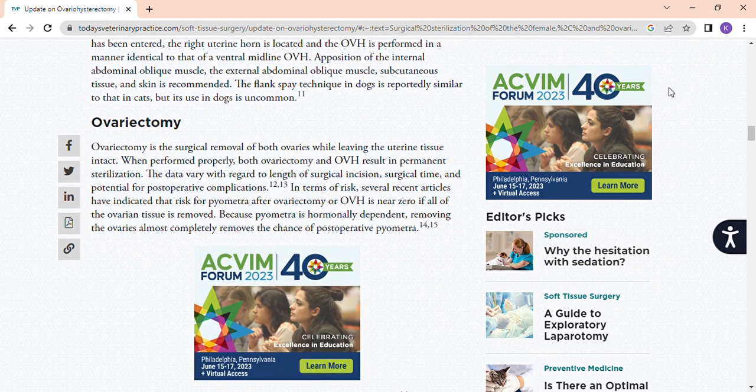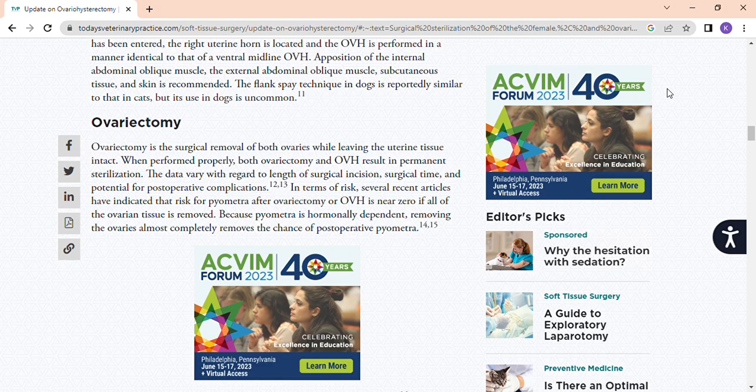Ovariotomy. Ovariotomy is the surgical removal of both ovaries while leaving the uterine tissue intact. When performed properly, both ovariotomy and OVH result in permanent sterilization. The data vary with regard to length of surgical incision, surgical time, and potential of post-operative complications. In terms of risk, several recent articles have indicated that the risk of pyometra after ovariectomy or OVH is near zero.